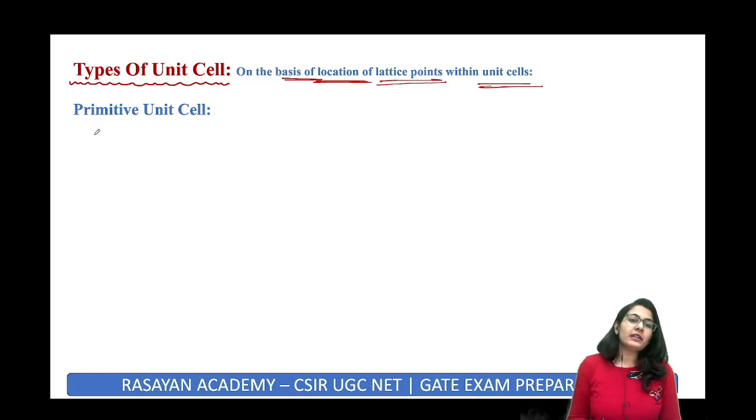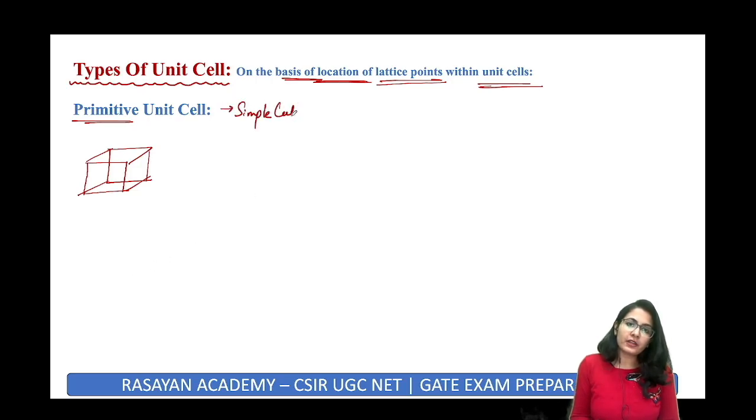So चलो बात करते हैं primitive unit cell, primitive or simple. Primitive means simple only, simple unit cell, simple cubic unit cell. This one, simple cubic unit cell. All right. So primitive unit cell में हम लिखेंगे simple cubic unit cell. All right.